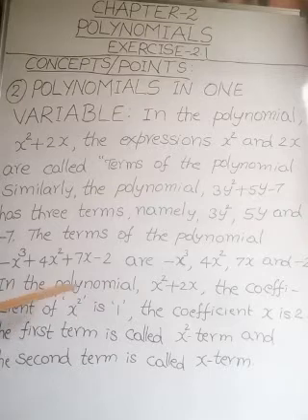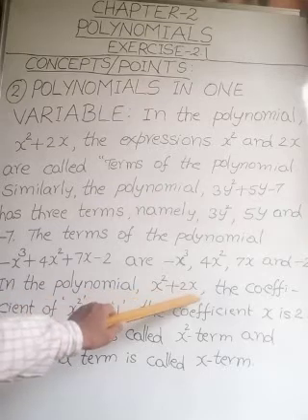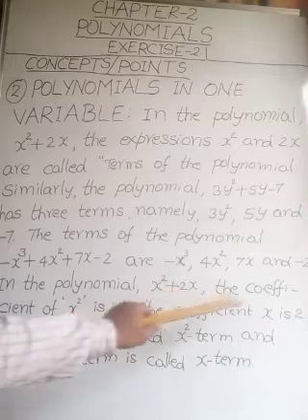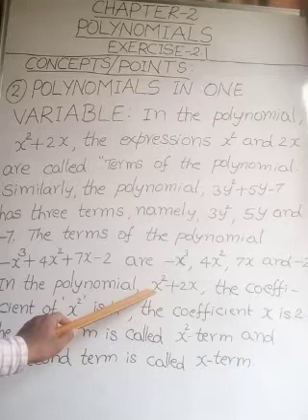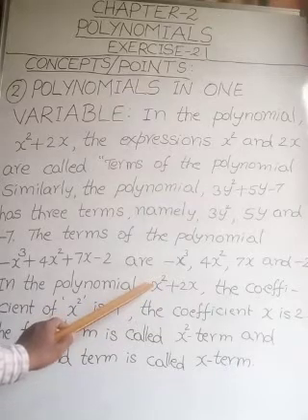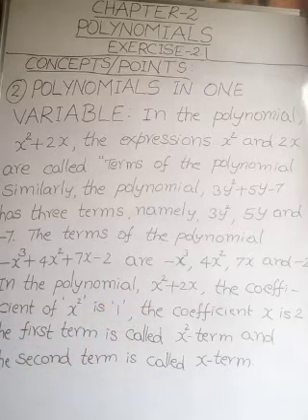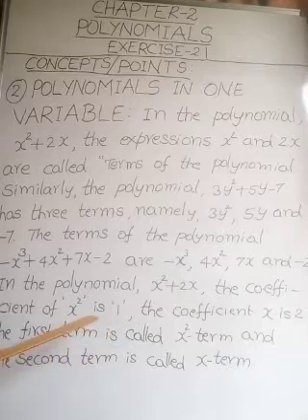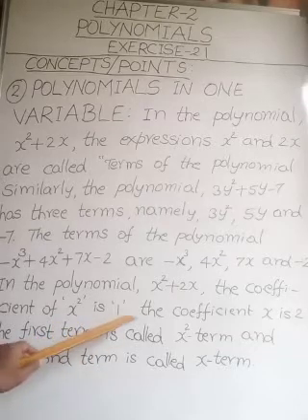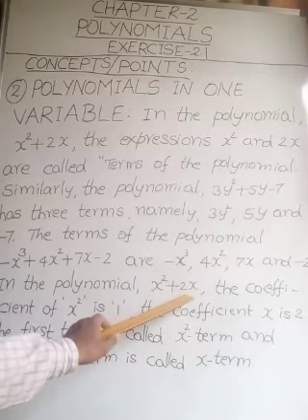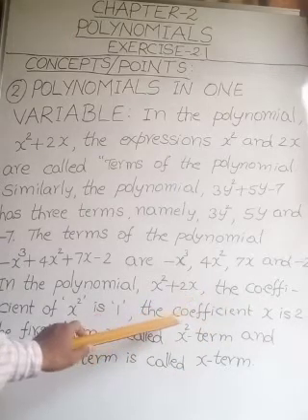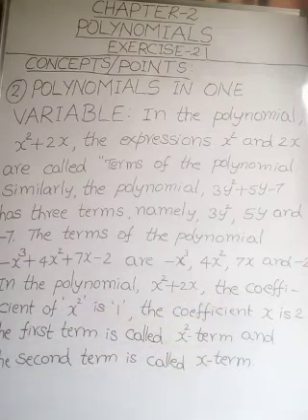Right. Let us take the polynomial x square plus 2x. The coefficient of x square is 1. Before this variable, what is the number here? Nothing. So we consider there is a 1. When there is no number before a variable, we consider it as 1. So the coefficient of x square is 1. And the coefficient of x is 2. Before this variable x, what is the number here? 2 is there. So 2 is called the coefficient of x.